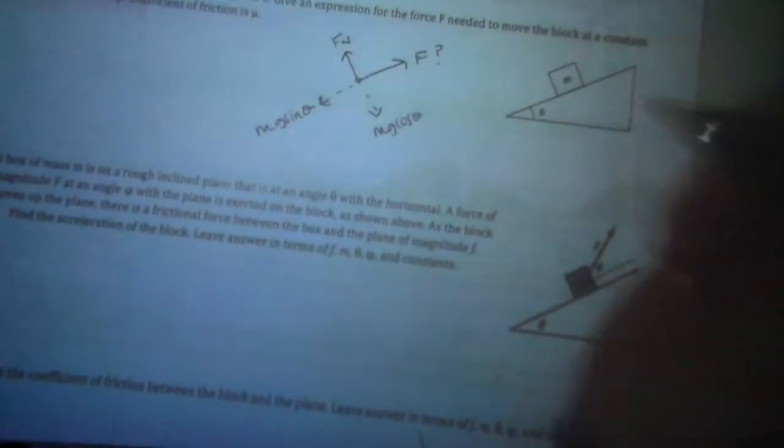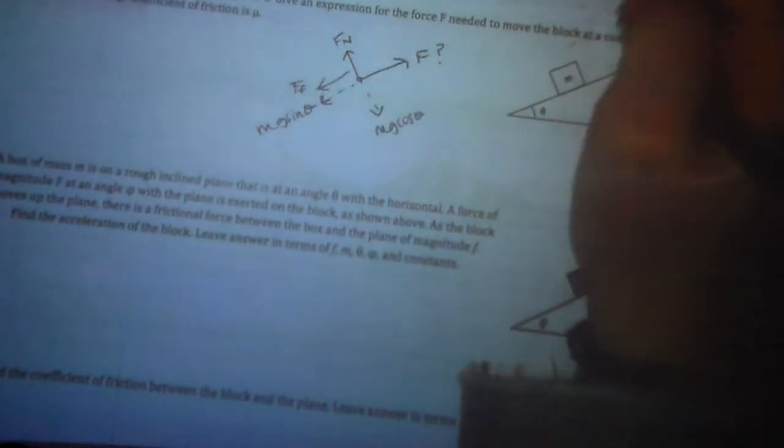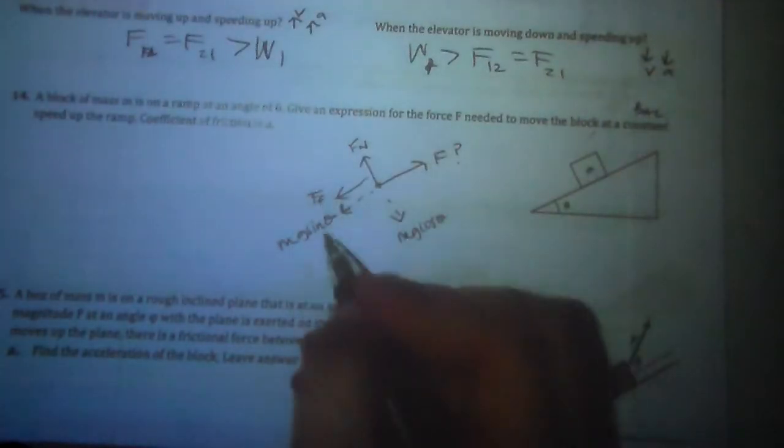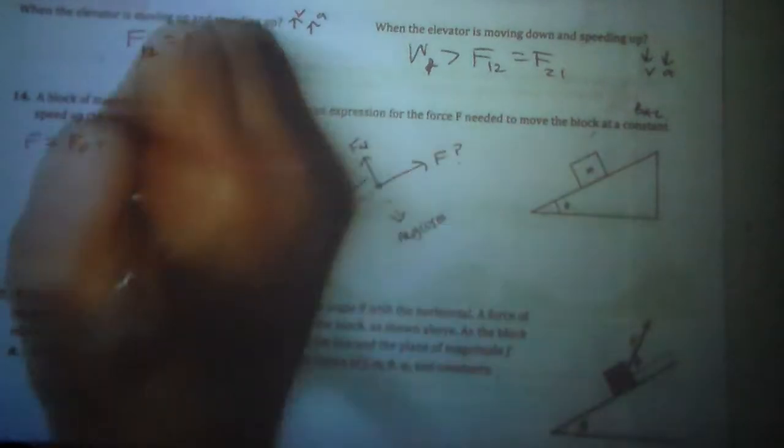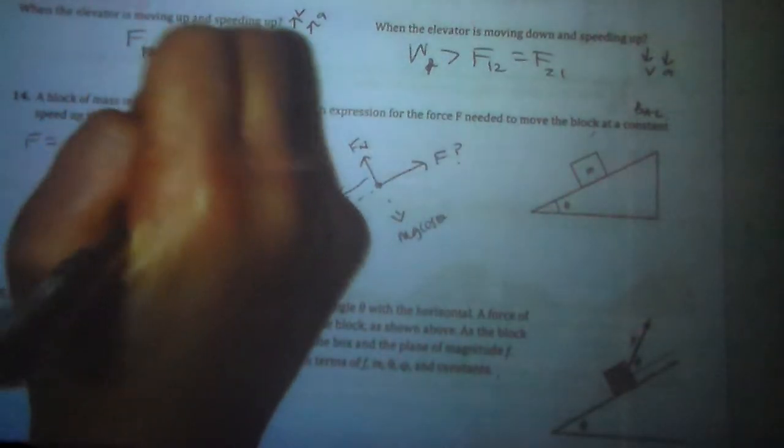It says moving up the ramp, so the force needed, some force F, is what I'm looking for. The friction would be opposite to the motion, so if I'm moving up, the friction would be down the ramp. And it says constant speed, so that means the forces are balanced. So F is equal to these two: F is equal to the force of friction plus mg sine.